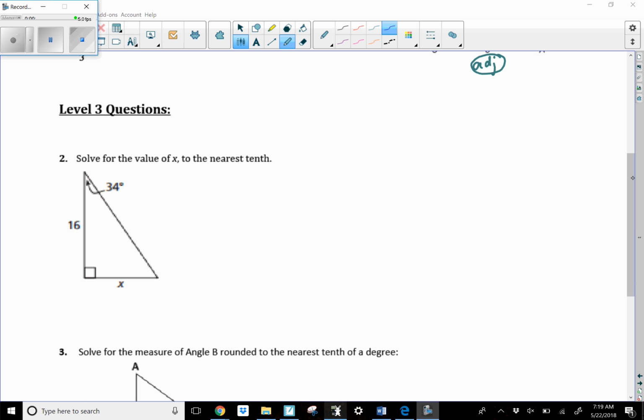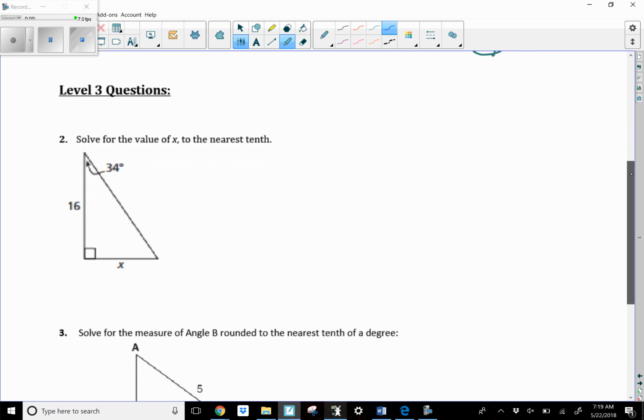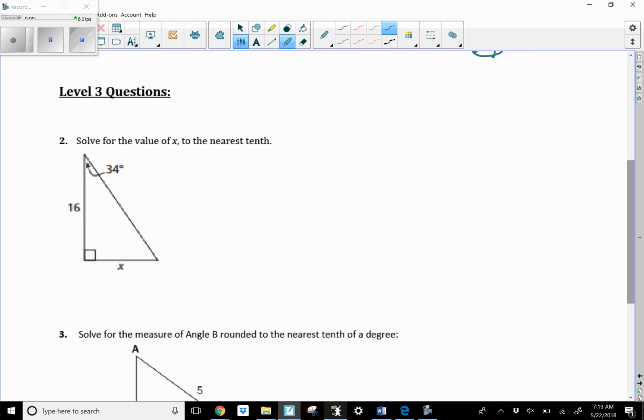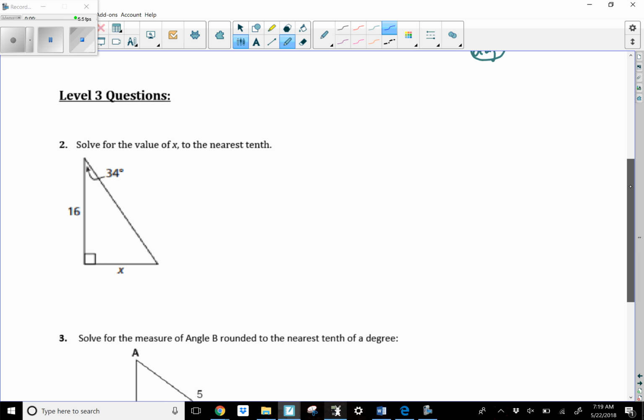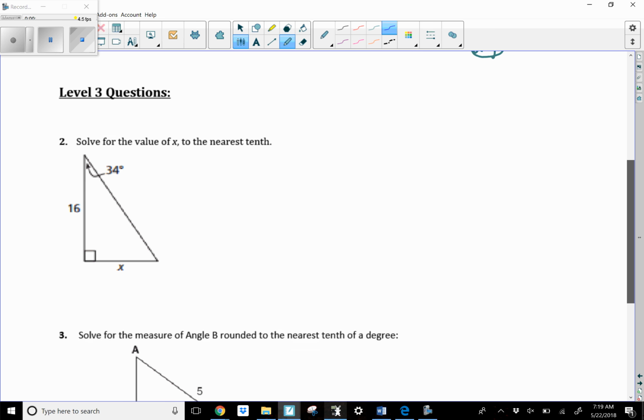So you're watching this video because you got number 2 on the Google form incorrect. It has to deal with solving for a side length in a right triangle given a side and an angle. First, if we look at this, we know we cannot use the Pythagorean theorem because we're not given a third side that's labeled. We're only given one angle, one side, and a side that we're looking for.